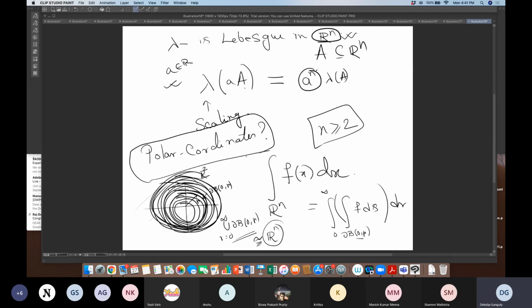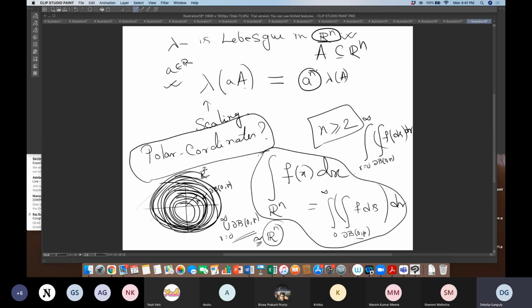The integration over Rn of f(x) dx is nothing but you first integrate on ∂B(0,r) and then integrate r from 0 to infinity. This should be the dS dr. That should be the integration. Okay, this is just a small idea. Is that clear? Just think of it before coming to the class. Please just think of it.